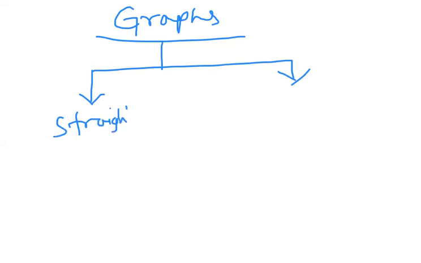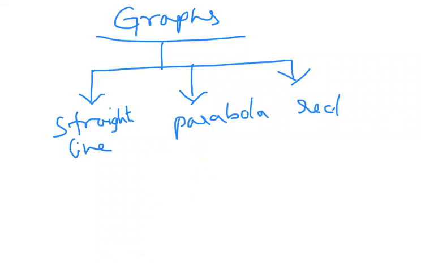Here I already explained different types of graphs in the last class. That is about straight line graphs, parabola, and rectangular hyperbola. I explained the graphs related to these things.